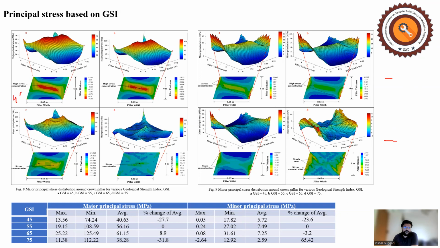So here you can see as the GSI value increases from 45 to 75, the stress concentration at the center of the crown pillar is reducing. And again, in case of minor principal stress distribution, you can observe the same phenomenon, where the stress concentration at the center of the crown pillar is reducing as the GSI of the rock mass is increasing.